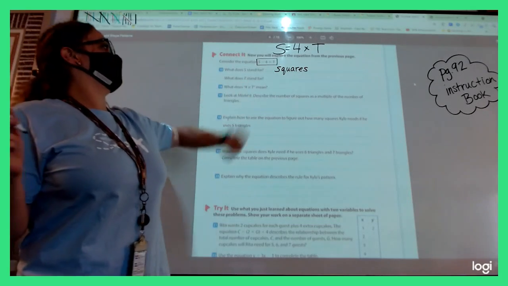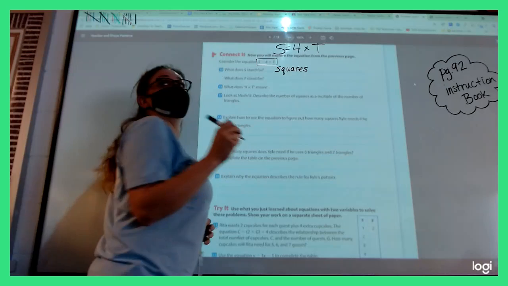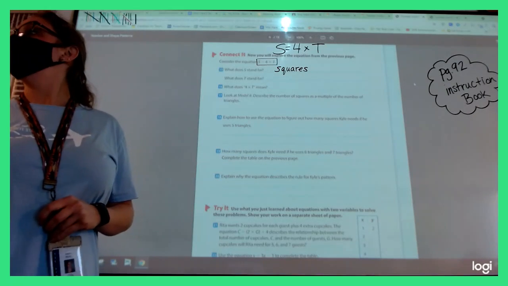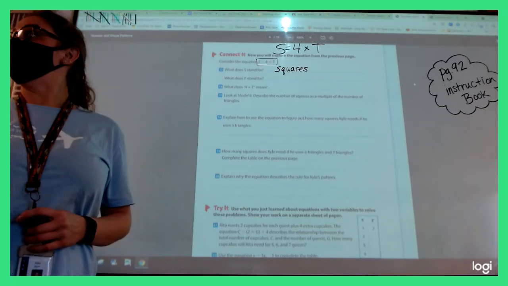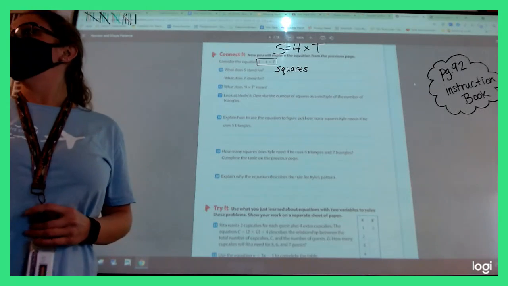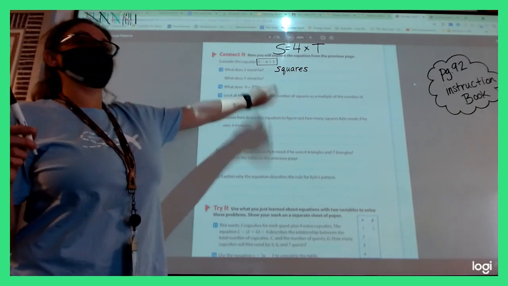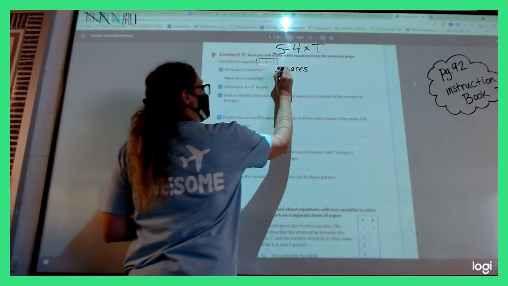Cadence, what's the T stand for? So I got that, but I got 74 triangles, which equals 296. All right, so that would have been the number if we had how many? 74 triangles? Okay. No, what's the T? Triangles. They told us that in our problem.